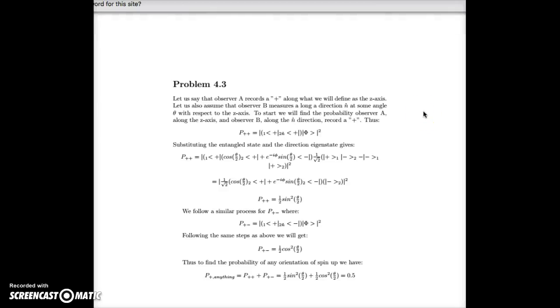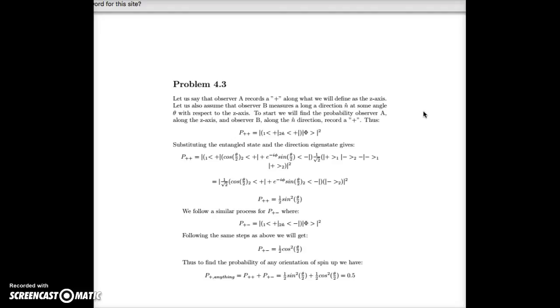Okay, this is my first attempt at standard 4.1. For this, I decided to do problem 4.3, which asks us to consider the two-particle entangled state phi equal to 1 over the square root of 2 times the ket plus times the ket minus, minus the ket minus times the ket plus.